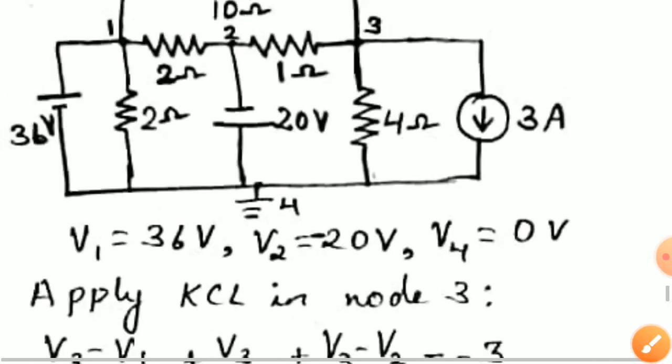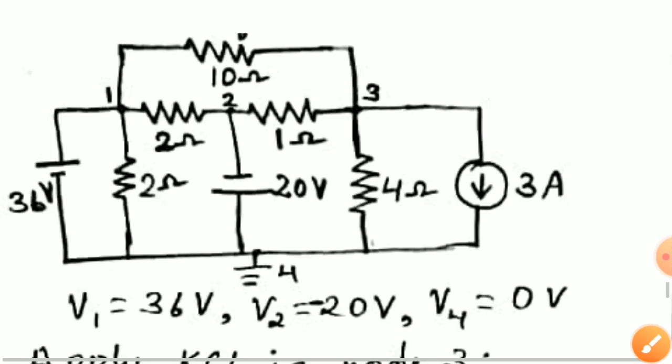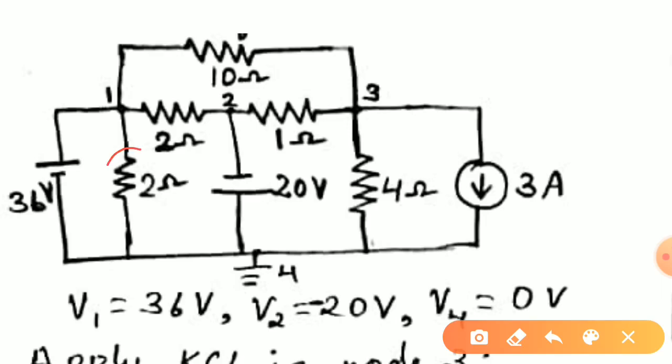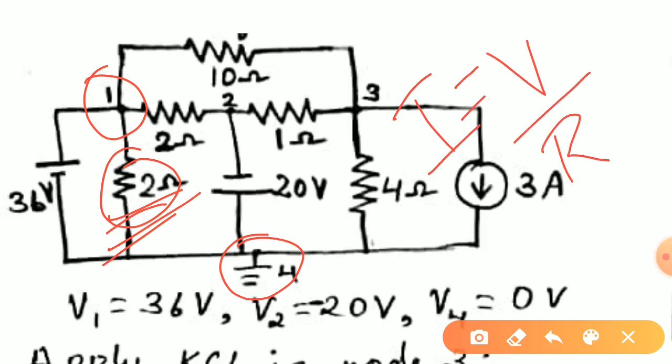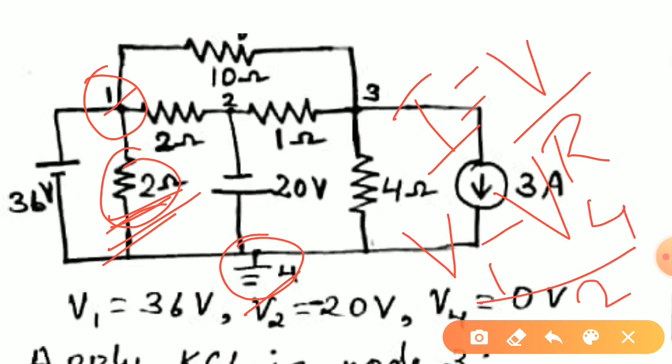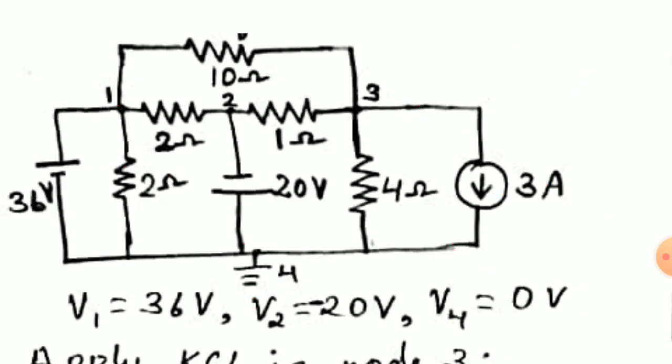So the question had stated that we need to find the current flowing through each resistor. If we need to find the current flowing through the 2 ohm resistor, this 2 ohm is in between node 1 and node 4. According to Ohm's law, I is equal to V by R. The 2 ohm resistor is connected between node 1 and 4, so it is V1 minus V4 upon the resistor value, which is 2. We know the values of V1 and V4. By substituting the values, we get the current flowing through the 2 ohm resistor.